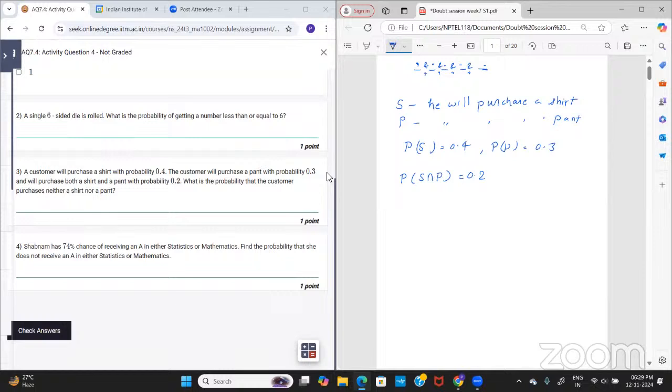Now we have to find the probability that the customer purchases neither a shirt nor a pant, which means S complement intersection P complement, that is, S union P whole complement. So it will be 1 minus the probability of S union P, which is the probability of S plus the probability of P minus the probability of S intersection P. So 1 minus (0.4 plus 0.3 minus 0.2).